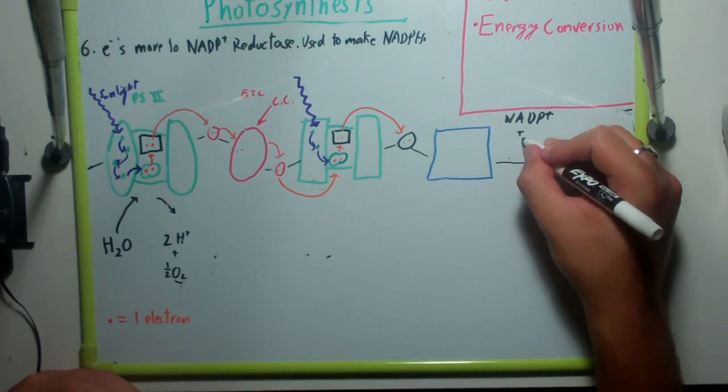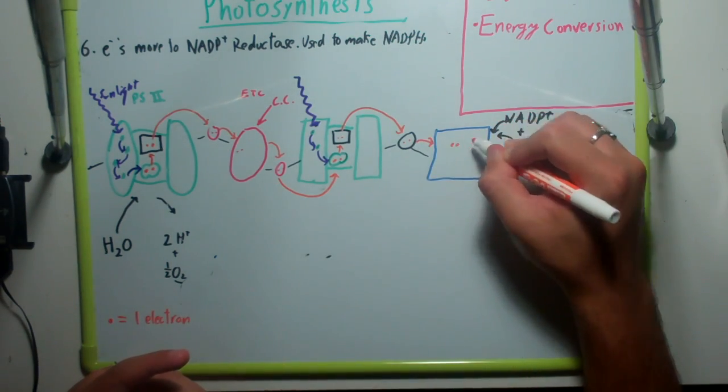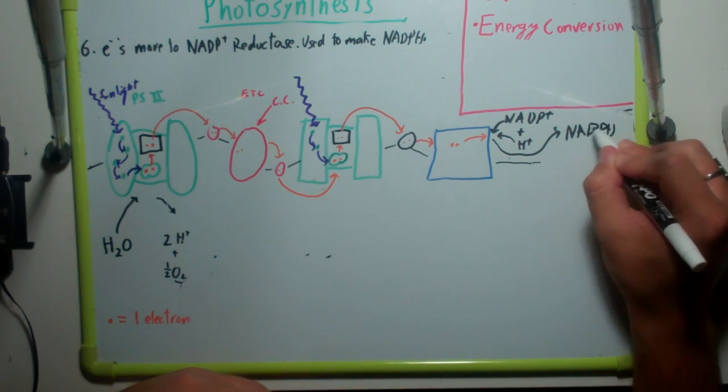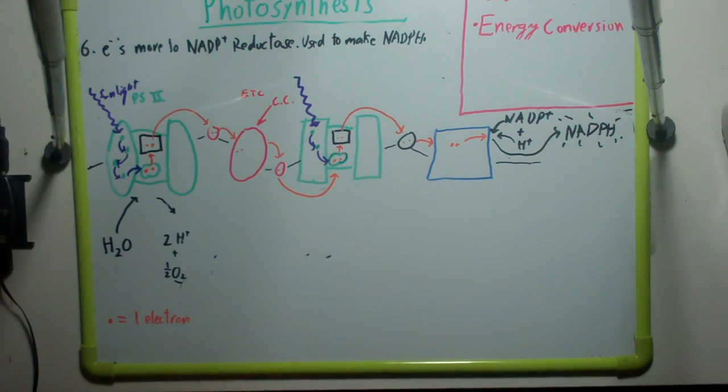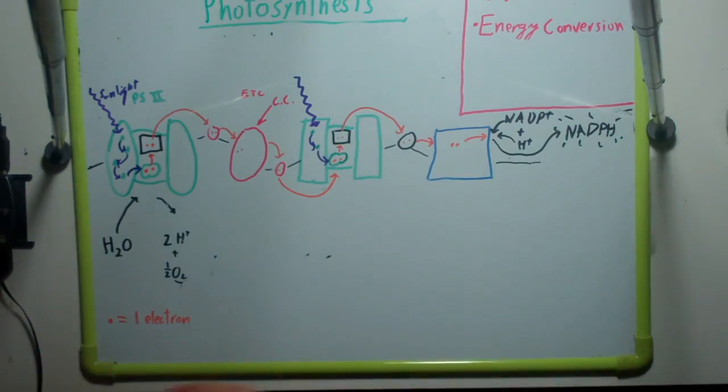NADP plus reductase. This thing's job is to combine the molecule NADP plus with a proton and the two electrons to make NADPH. So in a way, this new molecule can act as sort of an electron ferry and bring these two energized particles to the next phase of photosynthesis, the dark reaction, or Calvin cycle.